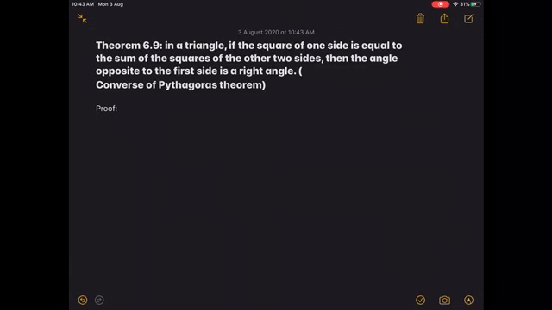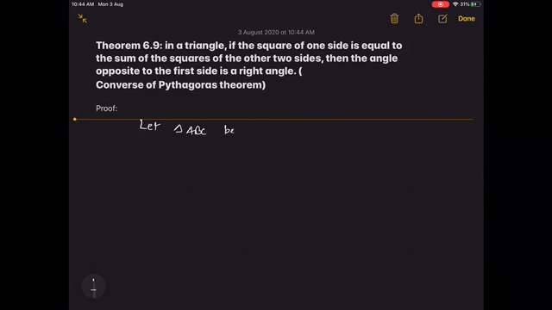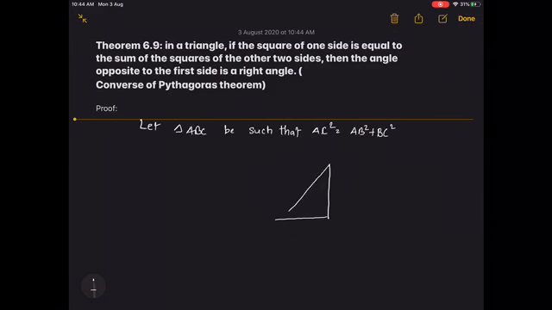So let us consider a triangle ABC, it is not a right angle triangle. Let triangle ABC be such that, okay, we'll take AC square is equal to AB square plus BC square. Now since we don't know whether it is a right angle triangle or not, we have to prove it. To prove: angle B is equal to 90 degrees.